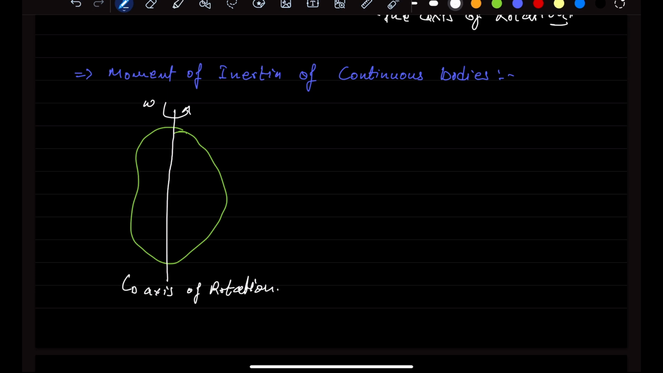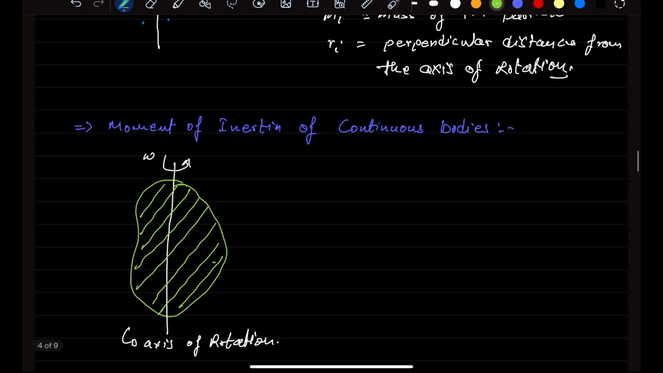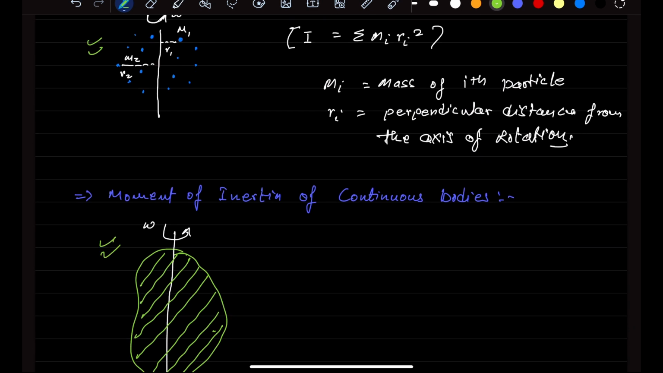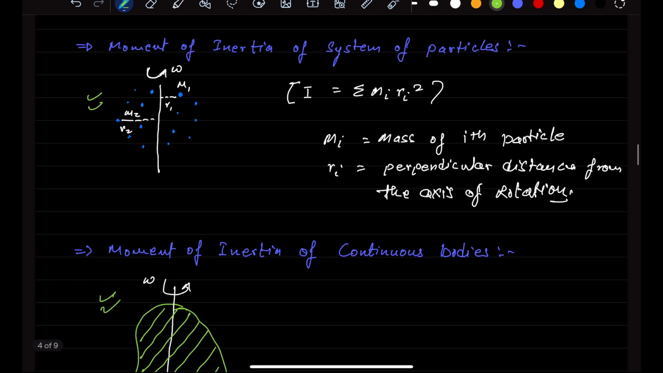Now this is a continuous mass distribution. It means mass is distributed over the complete volume. Whatever the space it is occupying, the mass is distributed over that space. What is the difference between this and this? Can you think of it? Yes, there is certainly some difference.